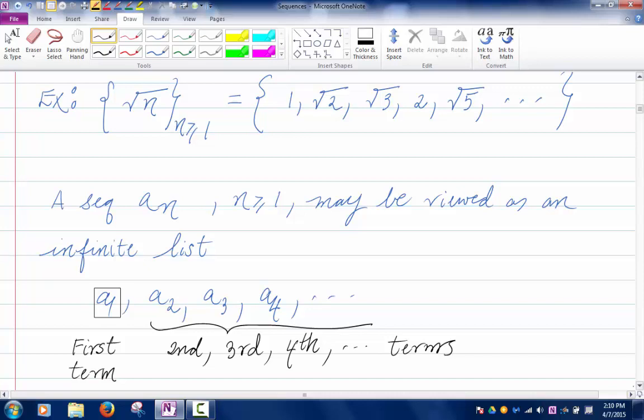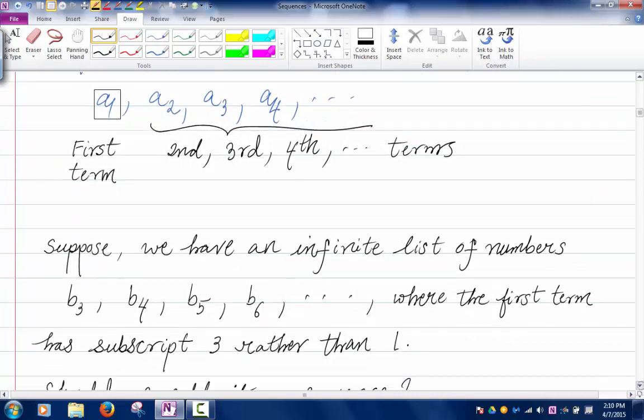We say that a1 is the first term of the sequence. We say that a2 is the second term of the sequence. We say that a3 is the third term of the sequence, and so on. Remember, a sequence is a function. So what is a subscript 1? A subscript 1 is the value of the function at 1. A subscript 2, the value of the function at 2. A subscript 3, the value of the function at 3, and so on. And we call them the first, second, third, and fourth terms.